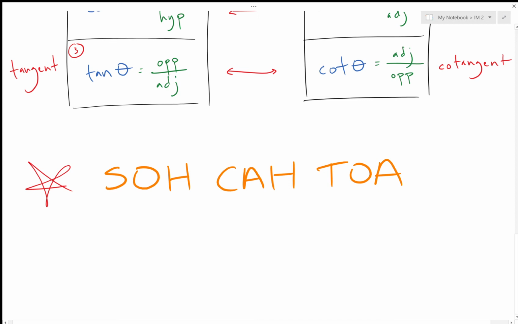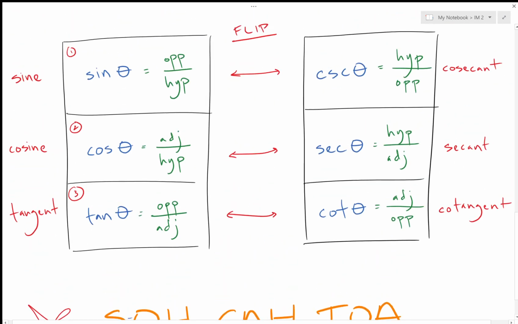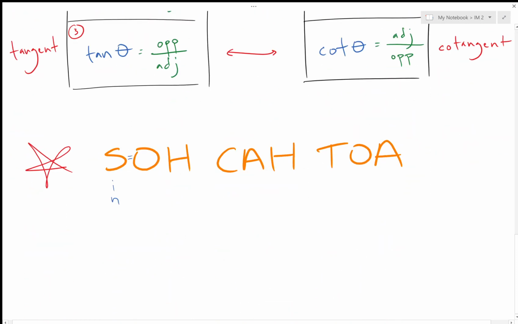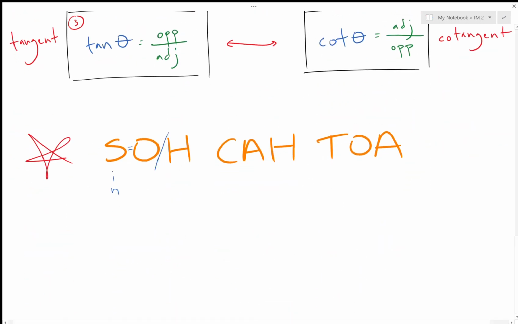Starting from the left, S stands for sine, and that's going to be equal to, let's see what it refers to. Sine is opposite over hypotenuse, and look at those letters there: opposite over hypotenuse. If you want to write them out, you can. We just follow the patterns here. Cosine, that C stands for cosine, is adjacent over hypotenuse. And the last one, TOA, T stands for tangent, is opposite over adjacent.